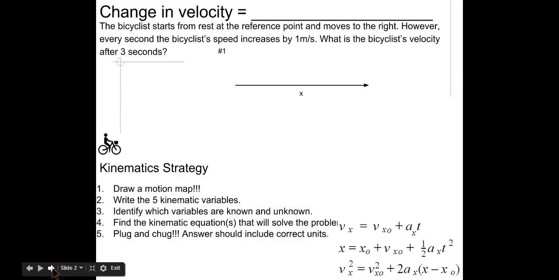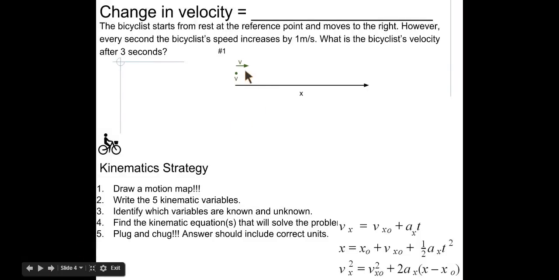So next we want to draw the velocities. We're starting with zero velocity because the problem says the bicycle starts from rest. So we just draw a dot to represent the velocity right there, and we draw it right at that point because it says it starts at the reference point.